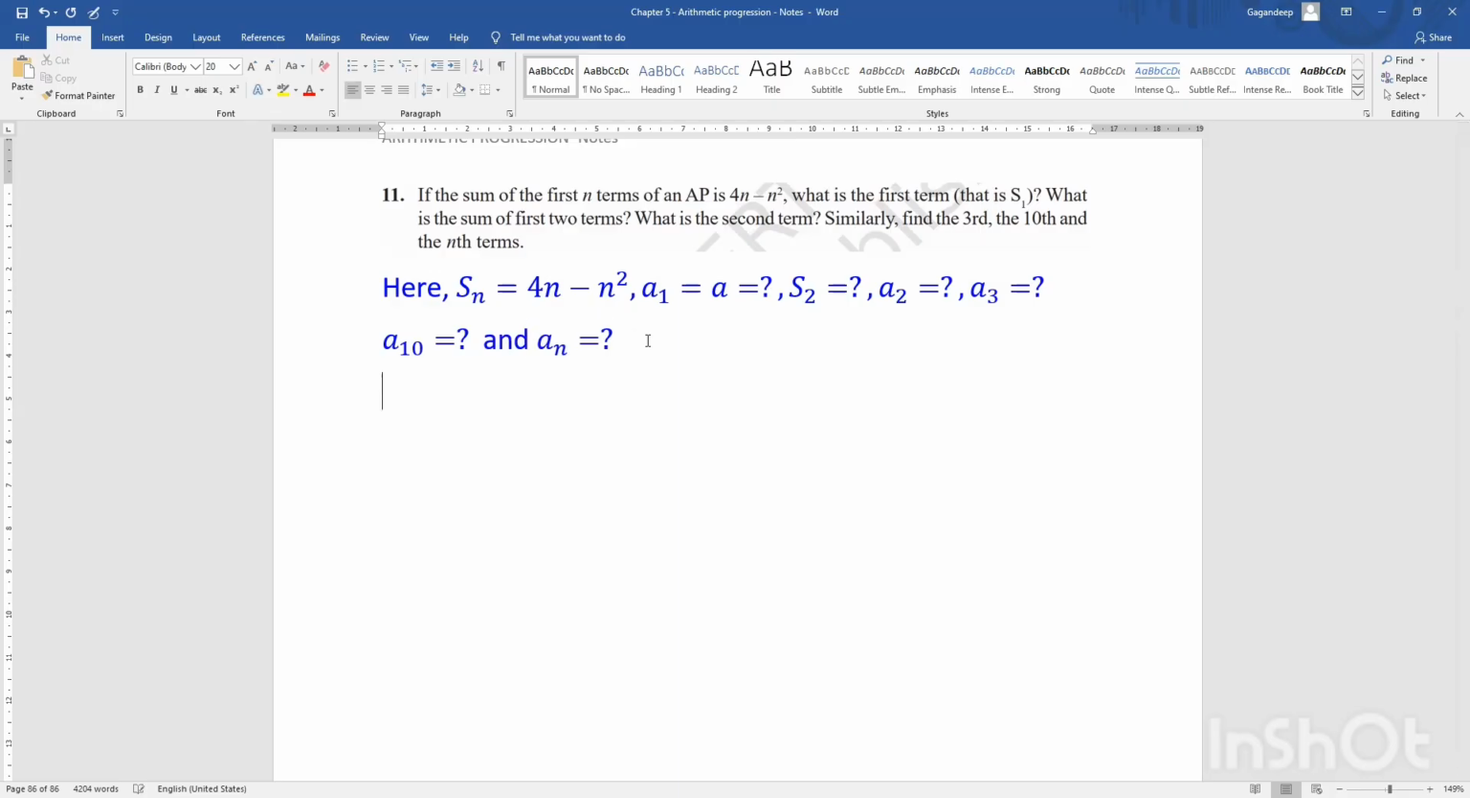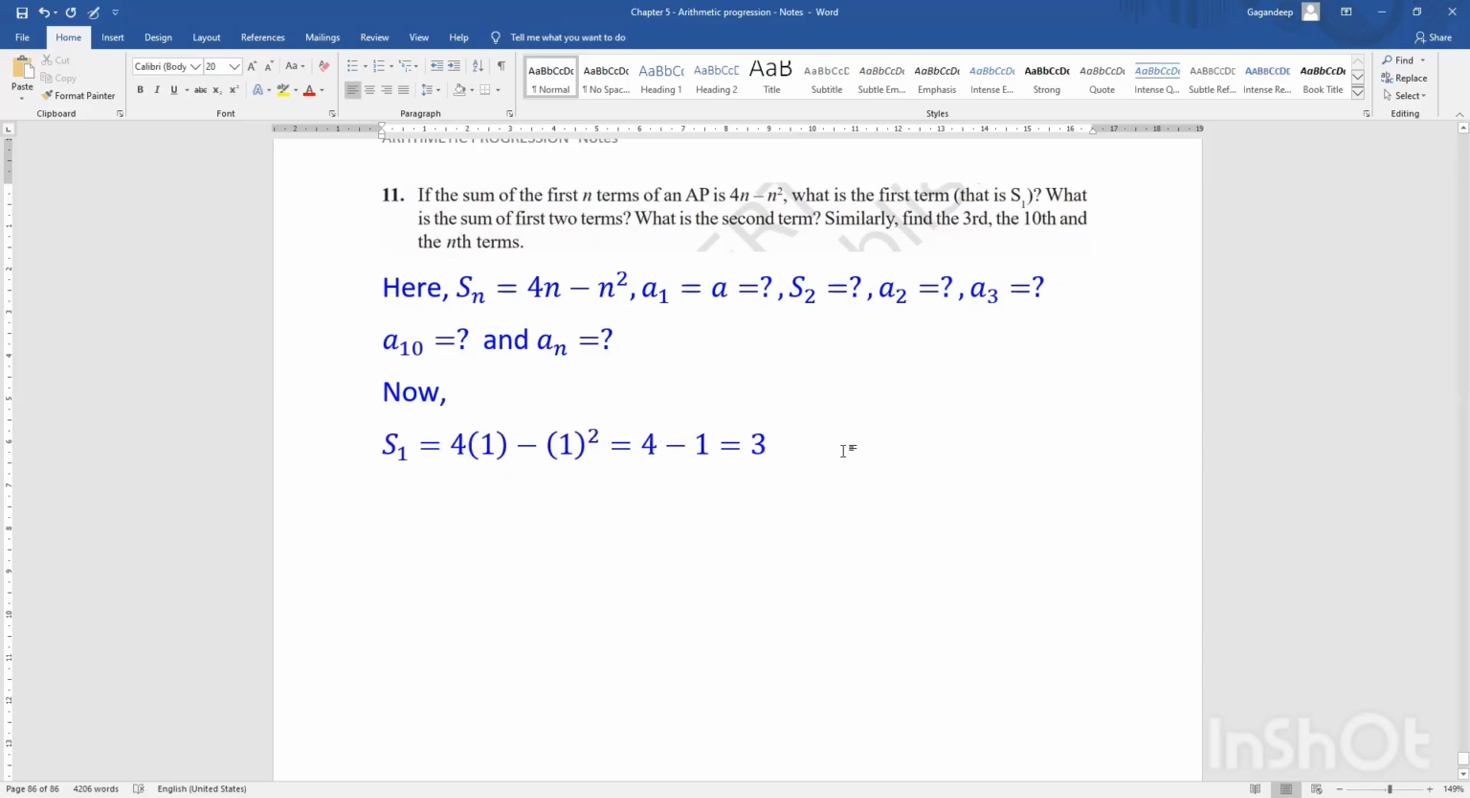Now, I will first find out S1. So already we are given Sn is equal to 4n minus n square, correct? So now first I write S1. For S1, just take this Sn formula, and here I am going to put n as 1. So S1 equals 4 into, instead of n, I'll put 1, and then here also put 1, which is equal to 4 into 1 is 4, minus 1 square is 1. So 4 minus 1 will give you 3.